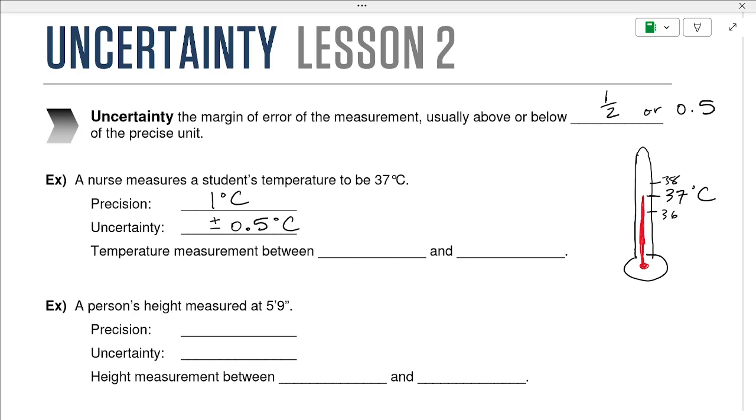That means that this student's temperature is really somewhere between 36.5 degrees and 37.5 degrees. Between and not including. Again, if it was exactly halfway, we'd have probably rounded it up.